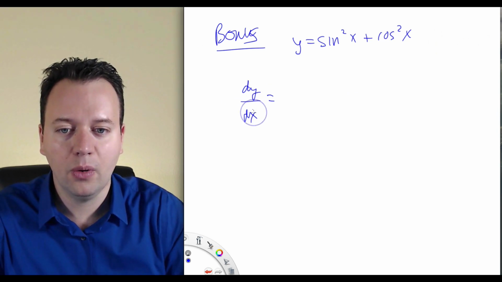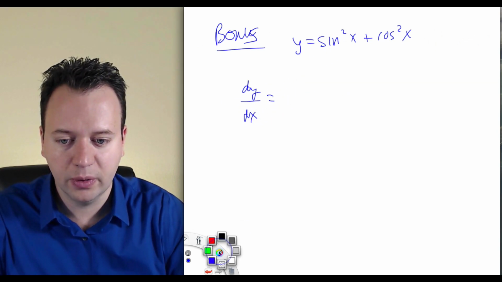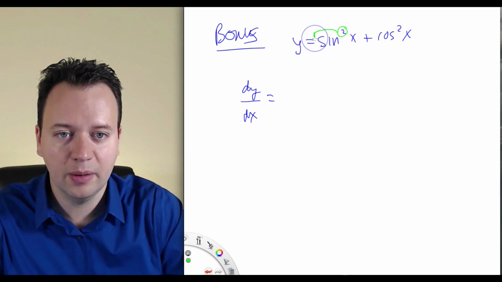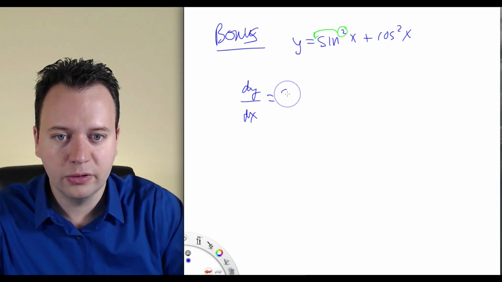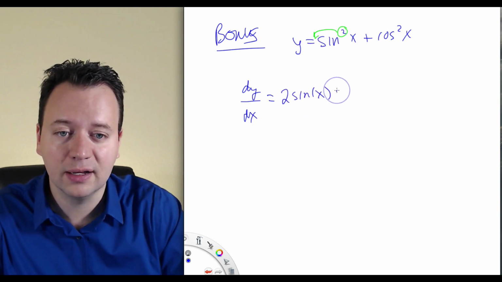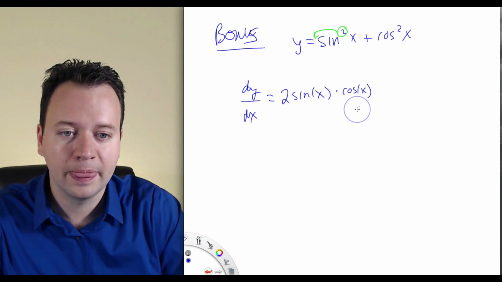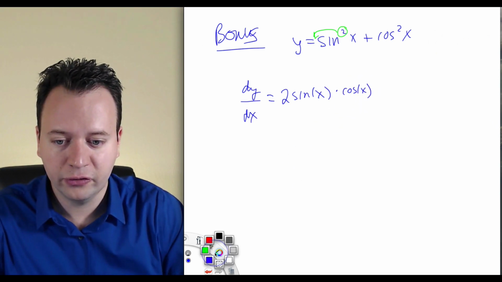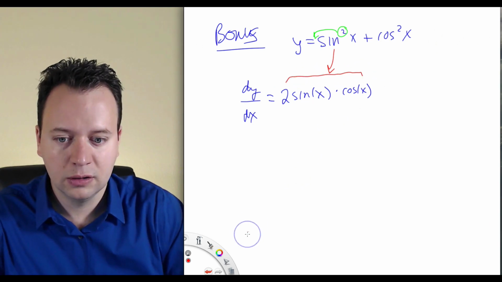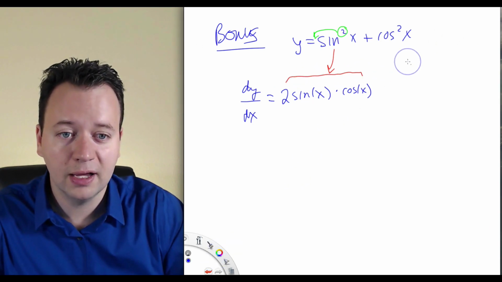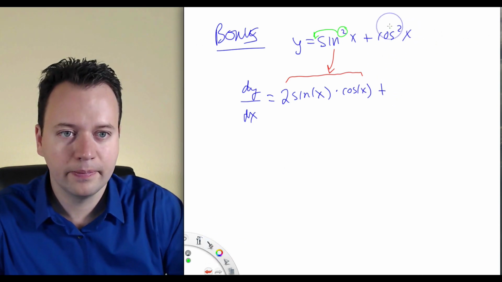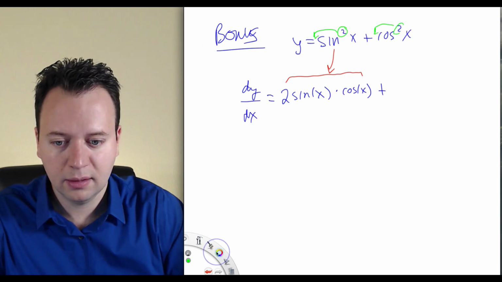So dy/dx, we just did this one. It's sine of x quantity squared, so the 2 comes out front. So we end up with 2 sine of x, and then times the derivative of sine of x, which is cosine of x. Okay, so that's the first term. So this goes here. Then the derivative of cosine squared x, so we do plus, it's the same deal. The 2 comes out front.